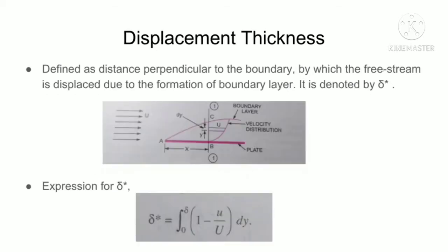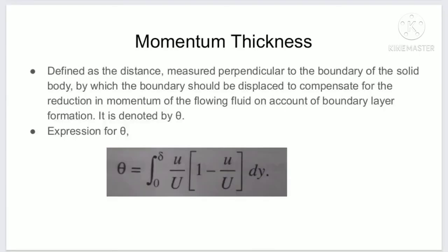Now let's move on to displacement thickness. It is defined as the distance perpendicular to the boundary by which the free stream is displaced due to the formation of boundary layer. It is denoted by delta star. The expression for delta star is delta star equal to integral 0 to delta of 1 minus small u by capital U dy. After displacement thickness, now we have momentum thickness.